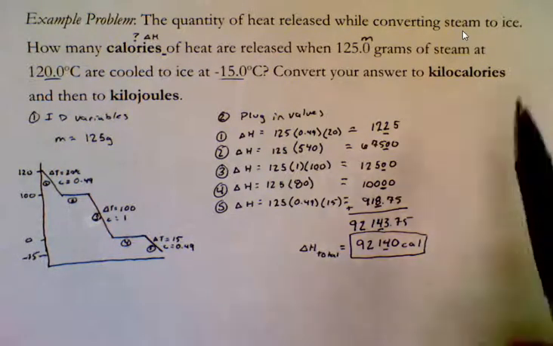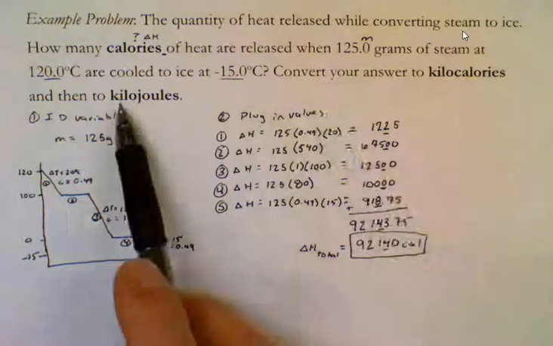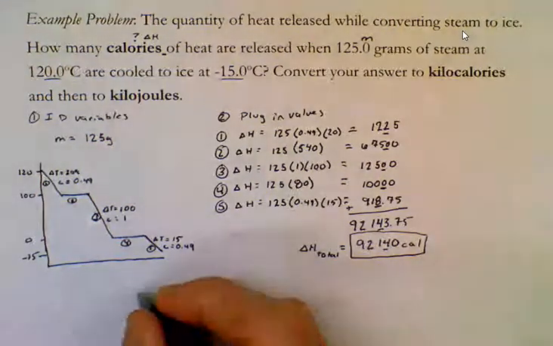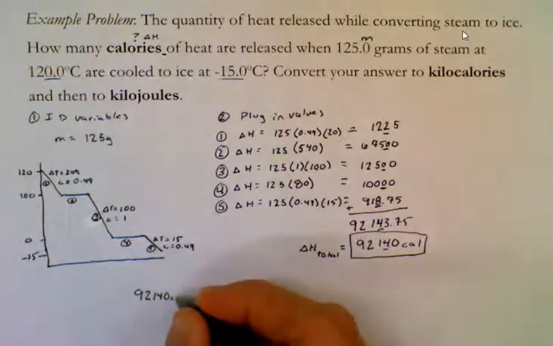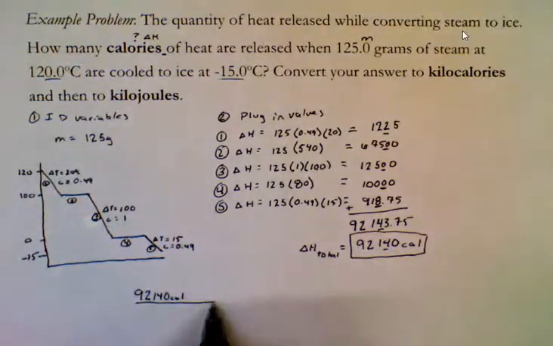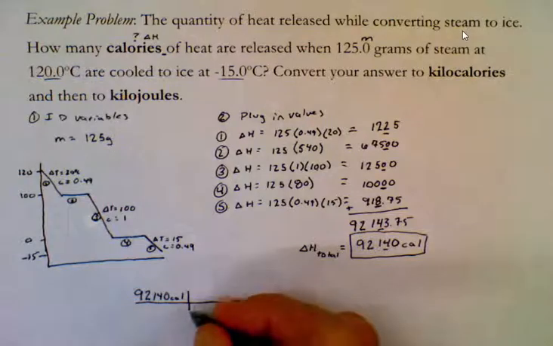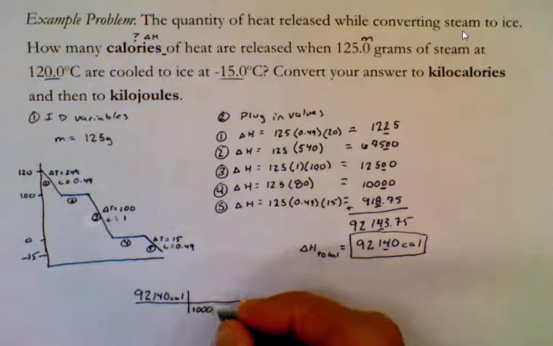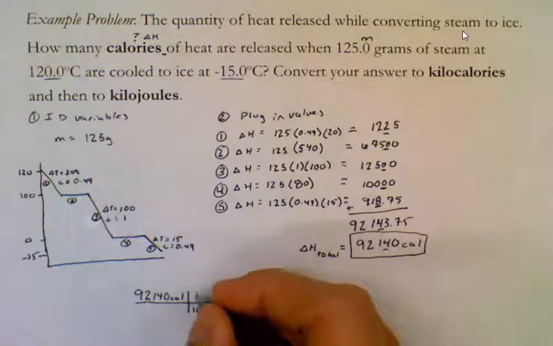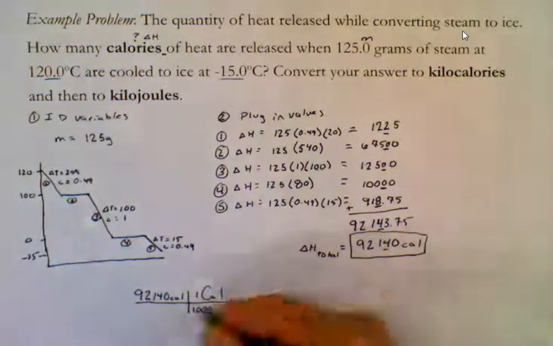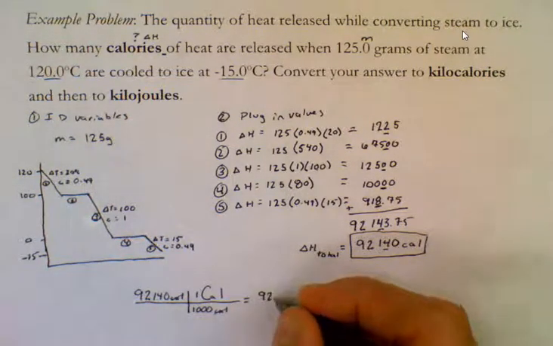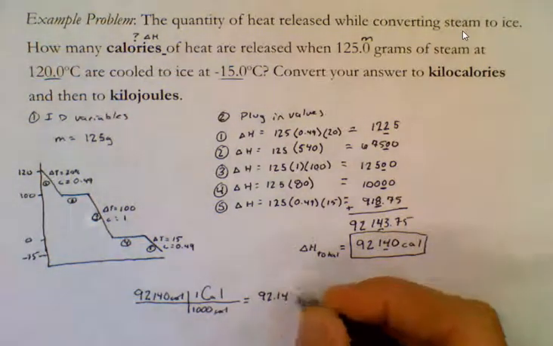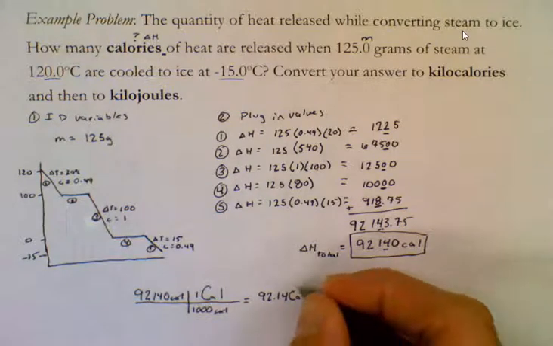The problem also asks us to solve for kilocalories and then kilojoules. So kilocalories, you're going to take your answer, 92,140 little c calories. Kilocalories are big C calories, so there's 1,000 little c calories for every 1 big C calorie, which equals 92.14 big C calories.